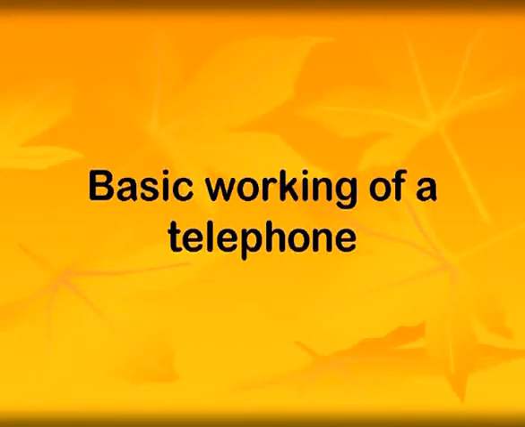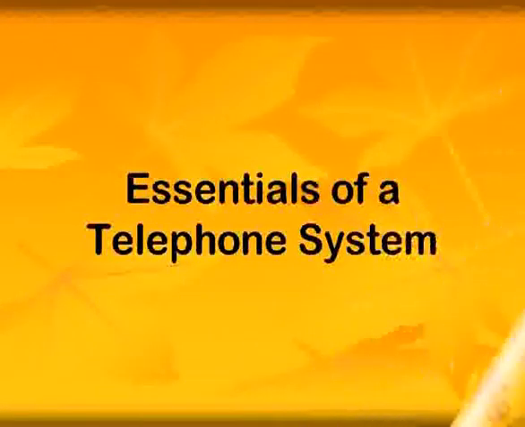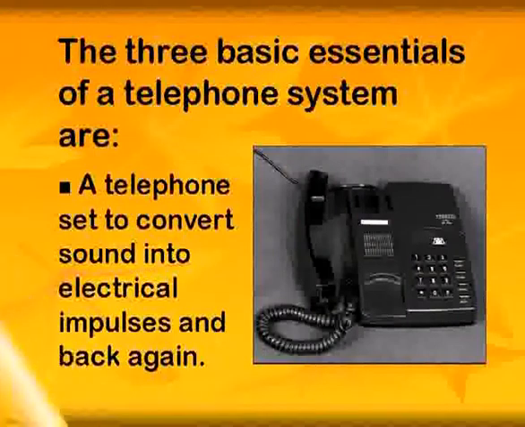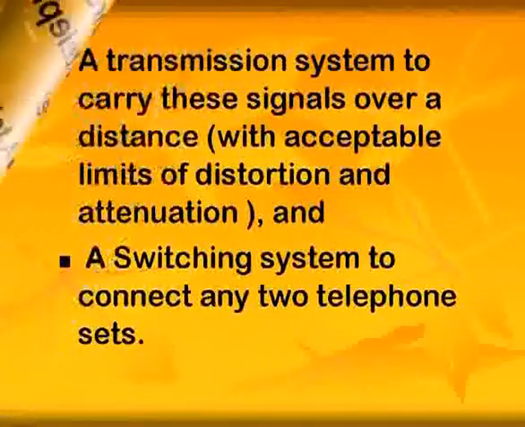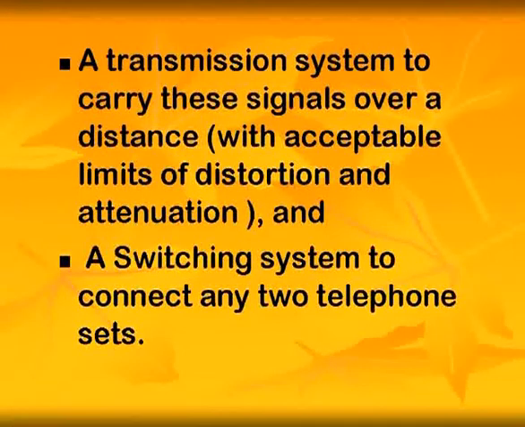Basic working of a telephone. Essentials of a telephone system. The three basic essentials of a telephone system are a telephone set to convert sound into electrical impulses and back again, a transmission system to carry these signals over a distance with acceptable limits of distortion and attenuation, and a switching system to connect any two telephone sets.